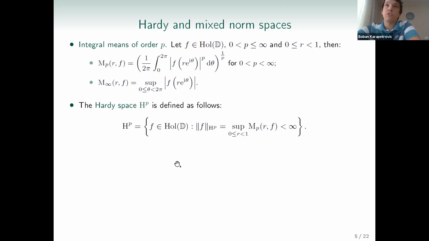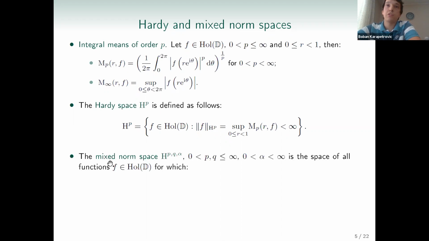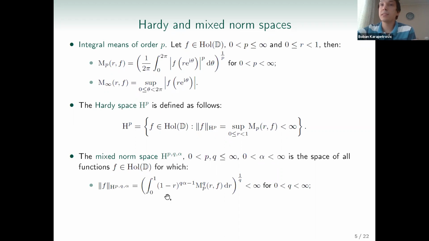And a very important definition for us today: the definition of the mixed norm space H with these parameters p, q, and alpha. p and q are between 0 and infinity, and also p and q can be equal to infinity. Alpha is strictly between 0 and infinity. So this mixed norm space H^{p,q}_alpha is the space of all holomorphic functions f for which this mixed norm is finite. Again, in this finite case, when q is between 0 and infinity.